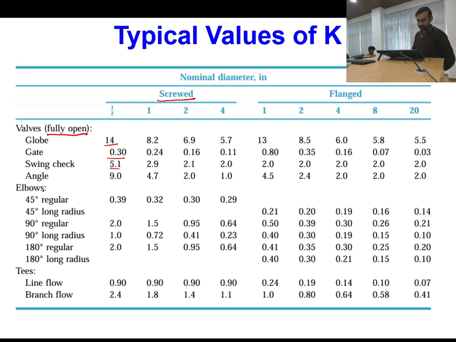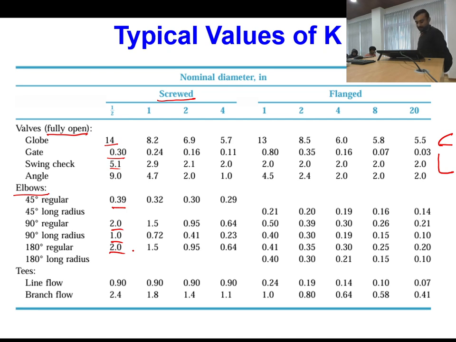And whenever you are finding that, these values are nothing but given for the fully opened conditions. Then if you have elbows, an elbow means a bend, and that bend can be at different angles. One bend can be at a 45 degree angle, like this. If you have a 90 degree angle, then it is like this. Depending upon the angles, you will find that different values of coefficients are given over here.